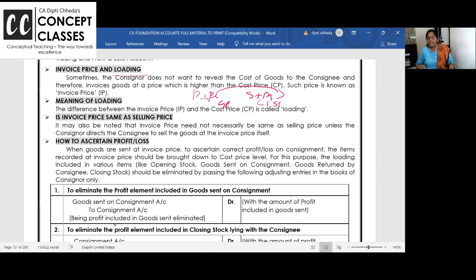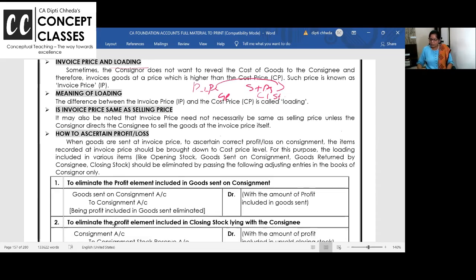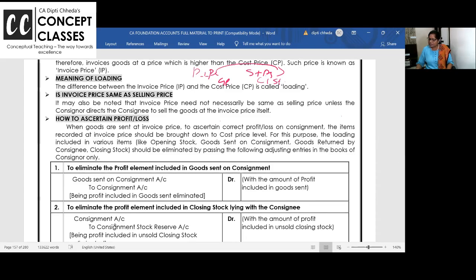Why do we do it like that? We send the goods to the consignee with loading, so he doesn't know what my cost and what my profit margin is. It may also be noted that invoice price need not necessarily be the same as selling price unless the consignor directs the consignee to sell the goods at invoice price. When goods are sent at invoice price, to ascertain the correct profit, the items are recorded at invoice price. Opening stock at invoice price, goods sent at invoice price, goods returned at invoice price, and closing stock is also at invoice price.